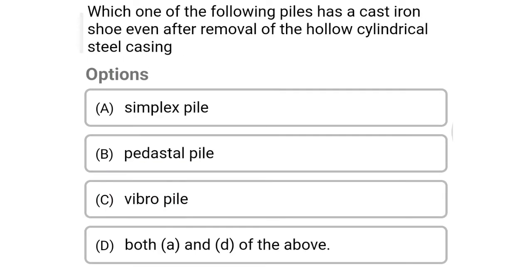So next question, which one of the following piles have a cast iron shoe even after removal of hollow cylinder steel casing? Option A simplex pile, option B pedestal pile, option C vibro pile, option D both A and B of the above. So the correct answer is option D both A and B of the above.